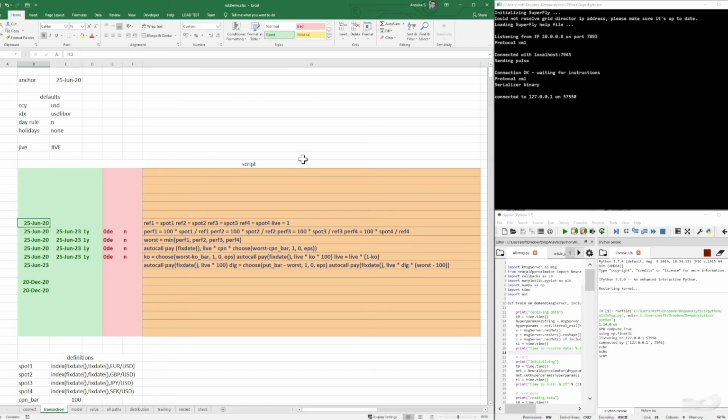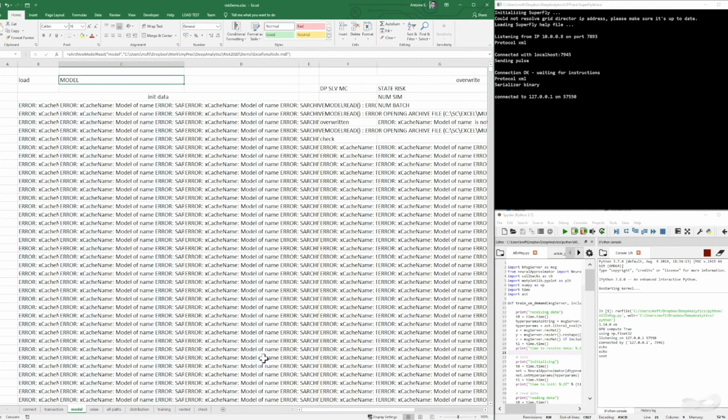This is a worst of 4 autocallable bond. If you are not familiar with cash flow scripting, think of it as a translation of a term sheet into a language that the system understands and interprets. I also explicitly smoothed the various barriers involved in the autocallable so that Superfly can safely differentiate the cash flows with AAD. Next, I load an appropriate model for the transaction.